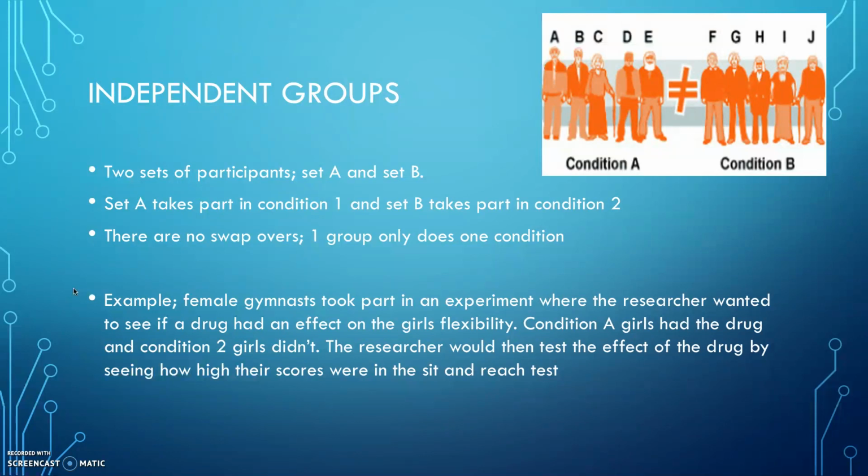An example would be if female gymnasts took part in an experiment where the researcher wanted to see if a drug had an effect on the girls' flexibility. The girls in condition 1 didn't have the drug and the girls in condition 2 did. The researcher would then test the effect of the drug by seeing how high their scores were in the sit and reach test, for example.